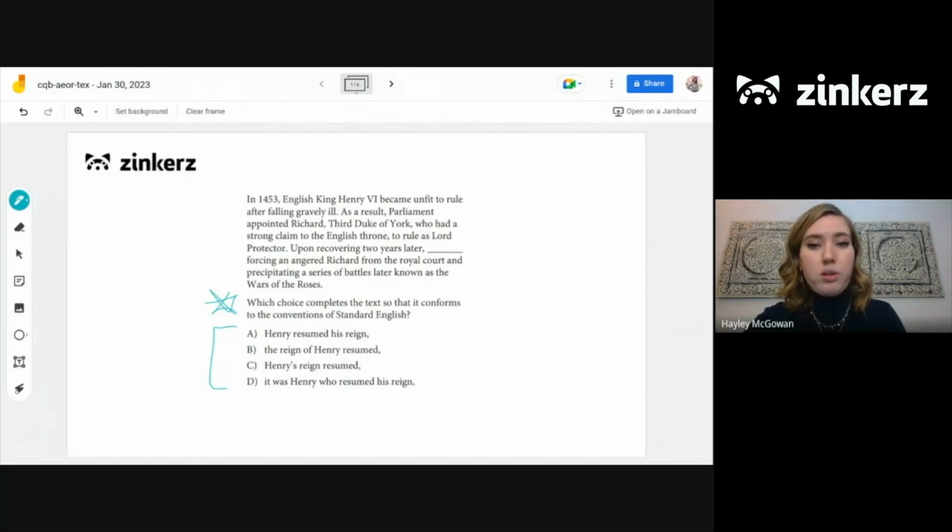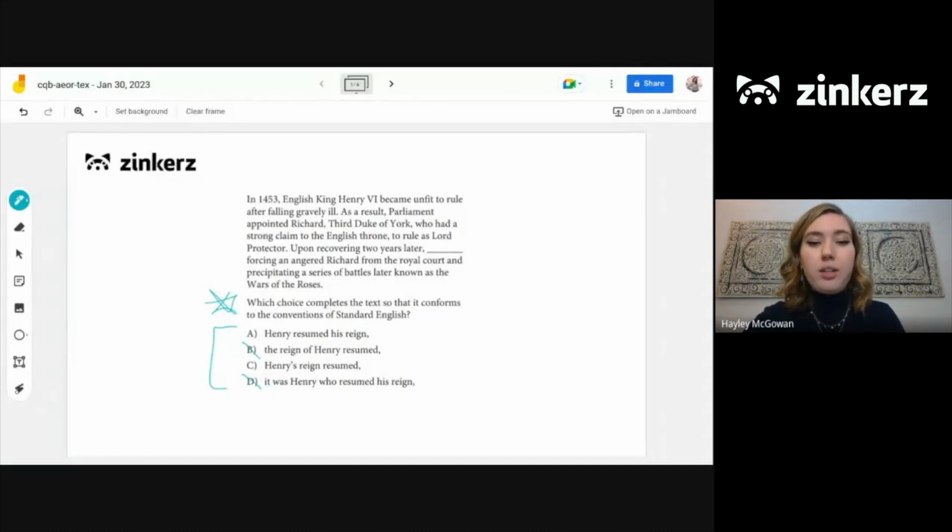Okay, so thinking about "upon recovering 2 years later," who is recovering in this passage? It's going to be Henry, right? It says in the first sentence that he became unfit to rule after falling gravely ill. So now he's recovered. So we know that his name needs to come first in our answer here. So that rules out B and D. So then we're left with A and C.